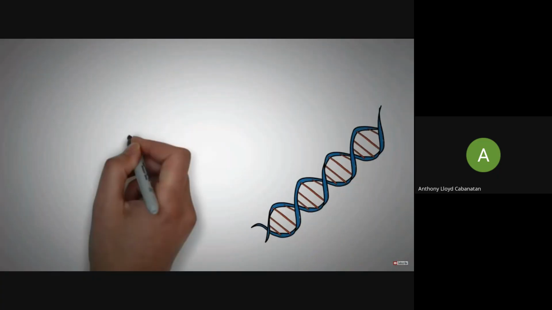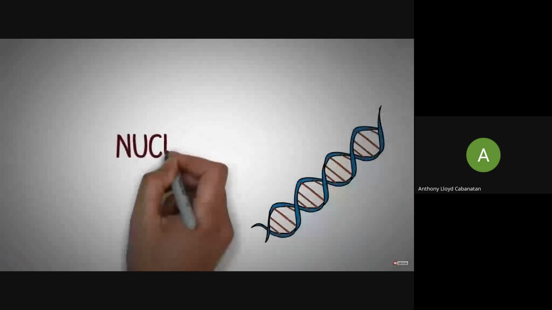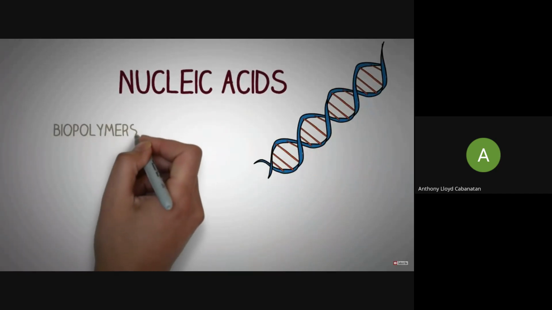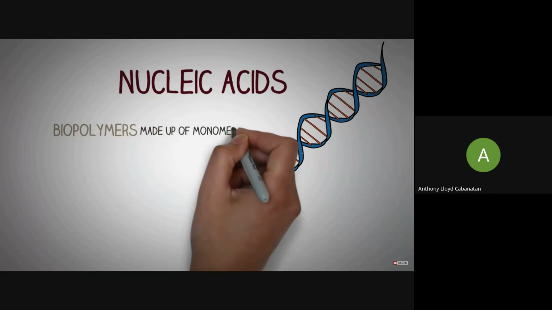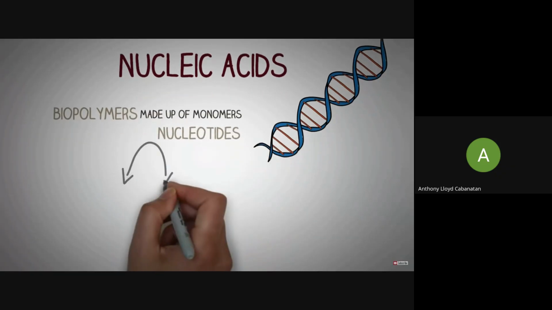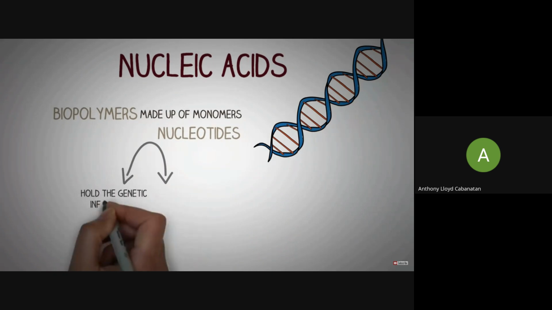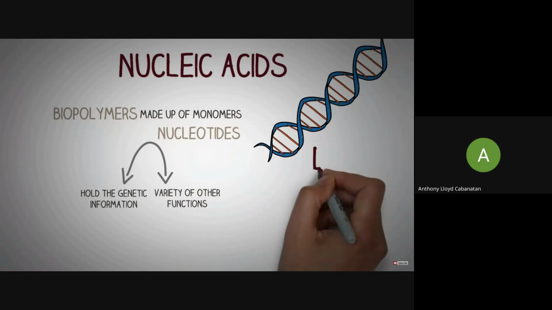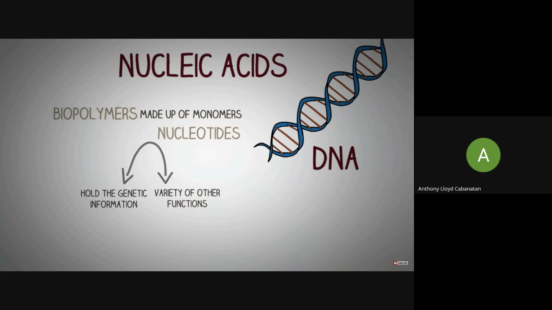In this video, we will study about the nucleic acids. Nucleic acids are basically biopolymers which are made up of monomeric units known as nucleotides. We have two important functions for nucleic acids, that is, they hold our genetic information and they perform variety of another functions that we will discuss later. We have two important types of nucleic acids in our body, the DNA and the RNA.